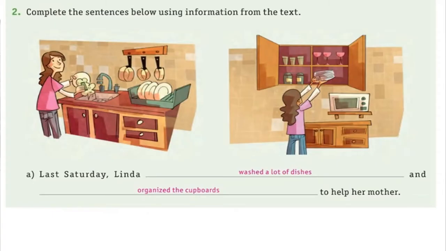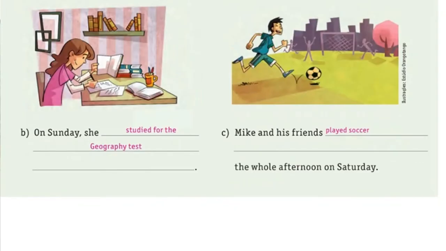Now I'm gonna see the correction for this exercise here. So letter A, you're gonna have washed a lot of dishes and organized the cupboards. B, studied for the geography test. And letter C, played soccer. Very well. Okay, guys, now we still have one last item of this exercise.